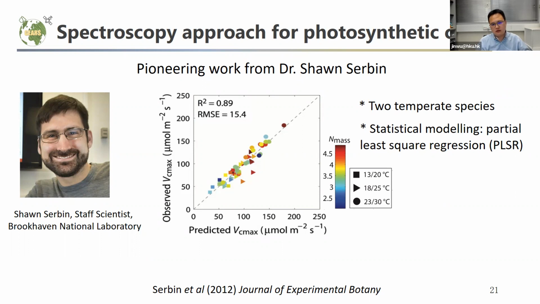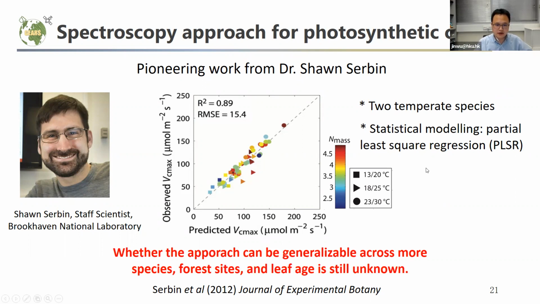So after Shawn's work was published, later on, a lot of similar findings were found in different species, different sites, and even in plants and in crops. But one central question that remains in this field is whether this kind of approach can be generalizable across different species, different forest sites, and even at a seasonal time scale. That remained unclear in the field for a long time, and that also raised a lot of doubt for people.